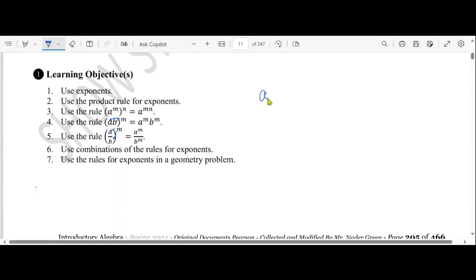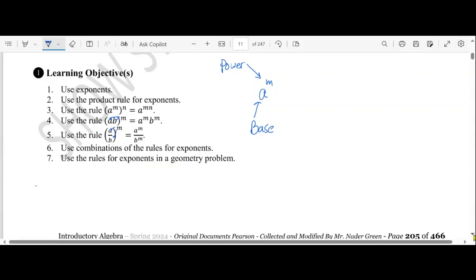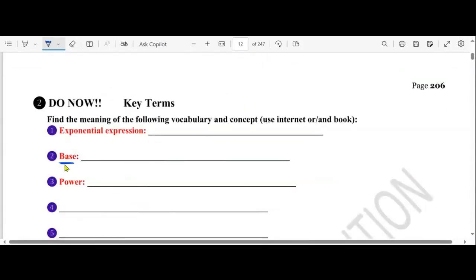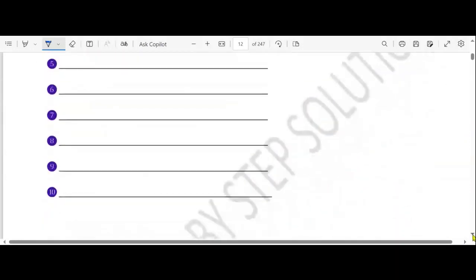So if I have a, what is a called? Base. And what is m called? Power. Okay, is this clear? Yes. So that's what we're going to do. Here we have base. You need to find the meaning of base, the meaning of power, and exponential expression. You find the meaning of the following vocabulary and concepts. Use the internet or the book. You find the meaning, in Arabic and English.